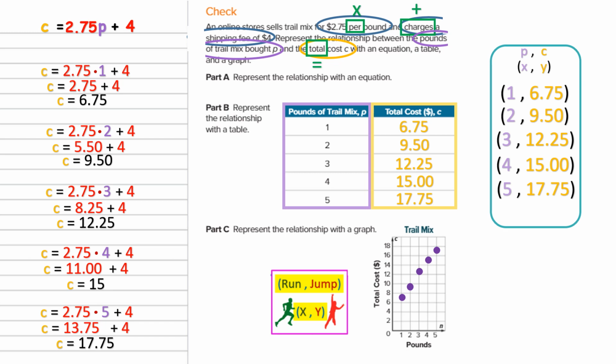Finally, if I graph a relationship once again, then I use an arrow to show that those numbers will continue on as long as I continue to buy more and more of the trail mix.